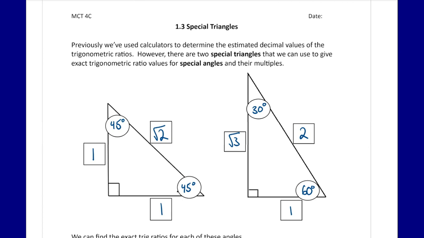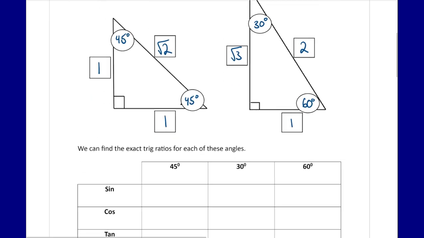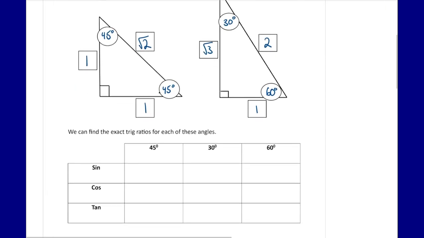So these are the two special triangles that you may come across. If you think about an isosceles triangle with both angles 45, just in terms of visual appeal, that tends to be an appealing looking triangle. Same with 30 and 60, the relationship between the angles. You can kind of see where that might come into play in certain things. So we can use those exact values to determine what the exact trig ratios would be for the different angles.